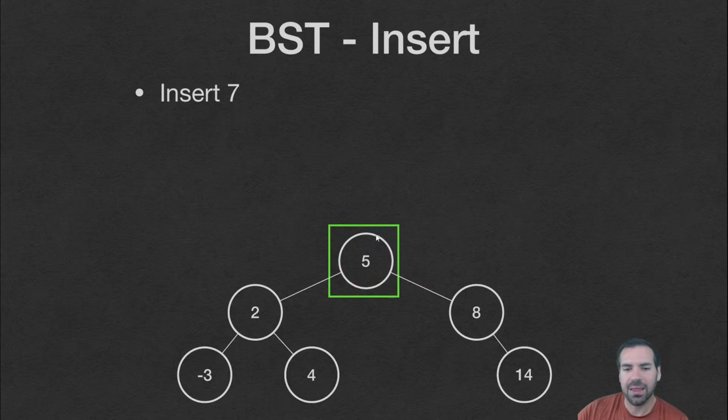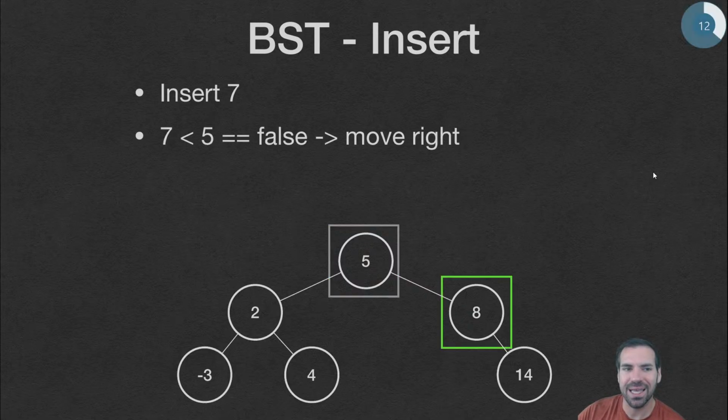We're going to look at the root node, and remember our comparator is the less than operator here. So we're going to say, this value that I'm trying to insert, does it come before this node's value? For our purpose, is 7 less than 5? That's going to say false, so we're going to go into that else block, and we're going to move to the right. We're going to look right.